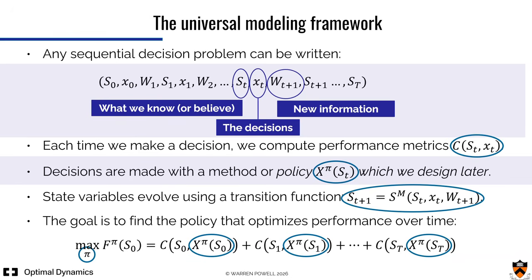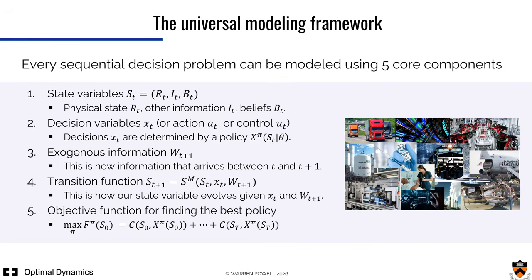Now, I haven't told you how to make decisions. I haven't told you the policy. And there's a lot of details to be filled in. But this one slide is roughly the universal modeling framework. Now, I like to organize the framework into 5 components: the state variables, decision variables, the exogenous information, the transition function, and the objective function. With those 5 elements, I can model any sequential decision problem.